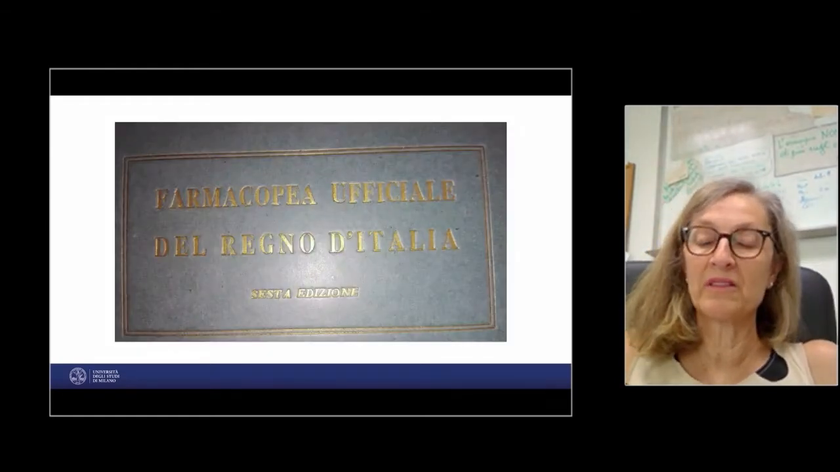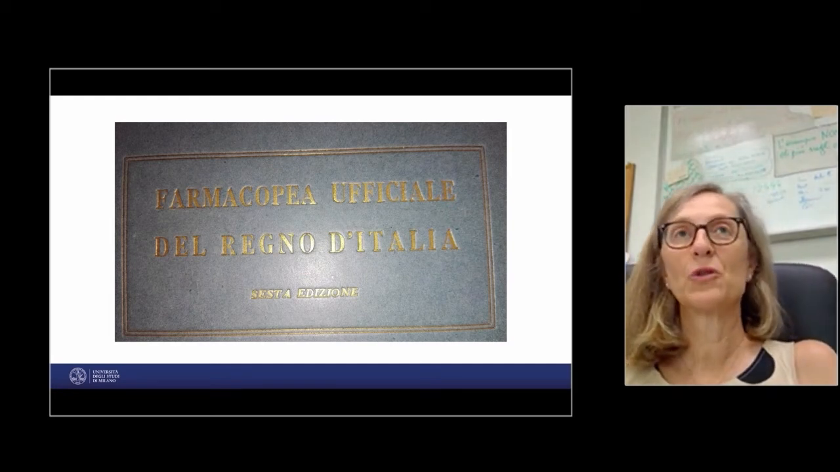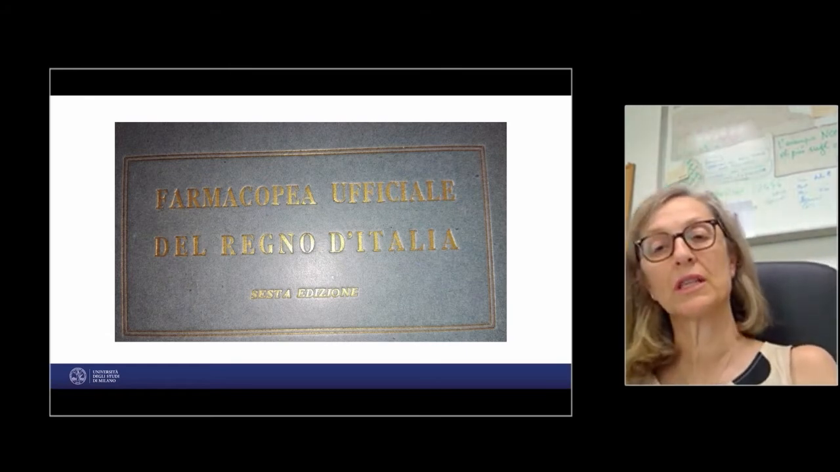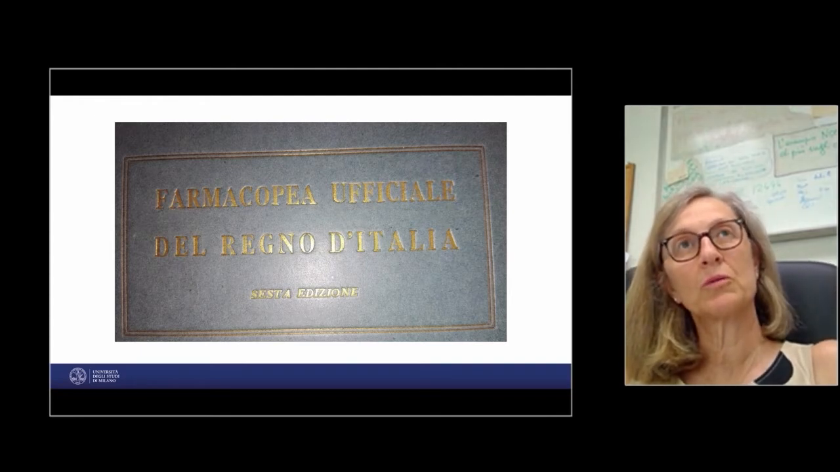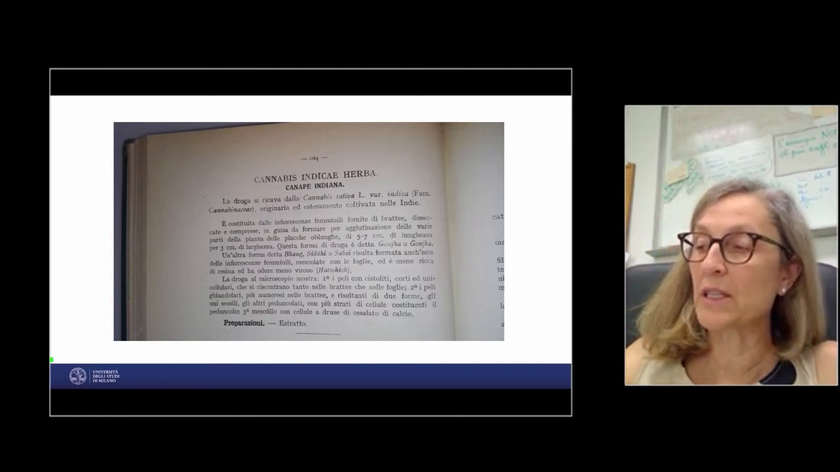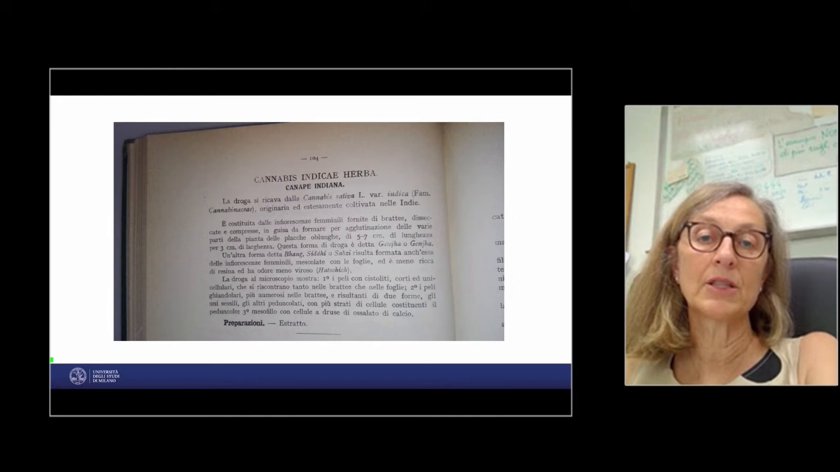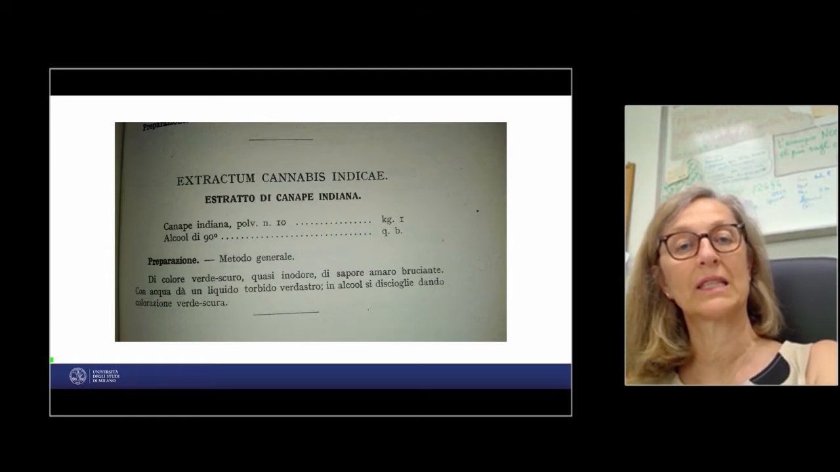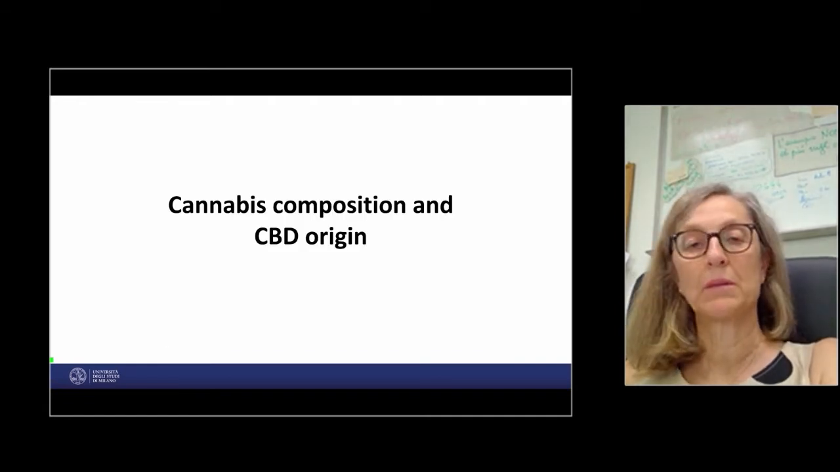I would like to start with this slide. This is the Italian pharmacopoeia of the Kingdom of Italy, and it's very, very old, from the beginning of the 19th century, because now we are not a kingdom anymore. But I would like to show this only to demonstrate to you that this plant has been studied a lot for many years, and it was used also in ancient times. As you can see here, there was the monograph of the cannabis plant and the monograph of the extract in alcohol. That's only to demonstrate that the use goes back many, many years.